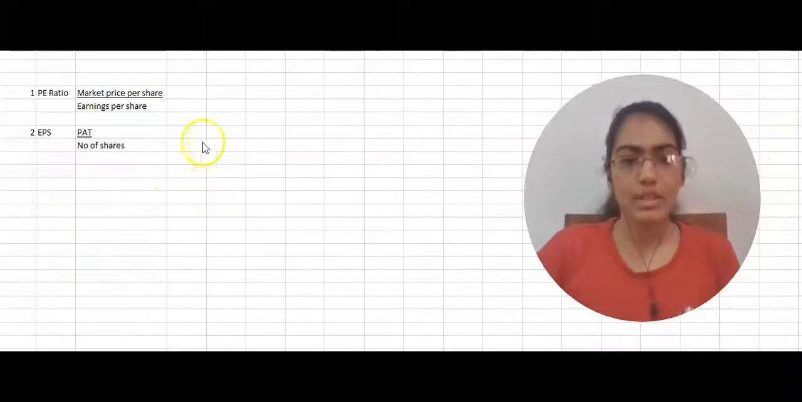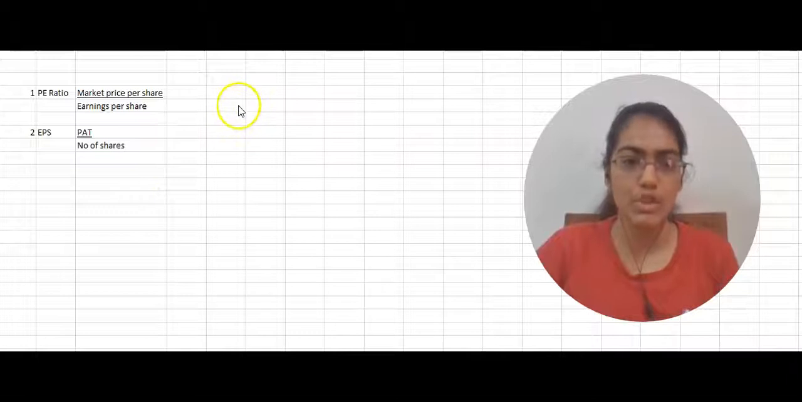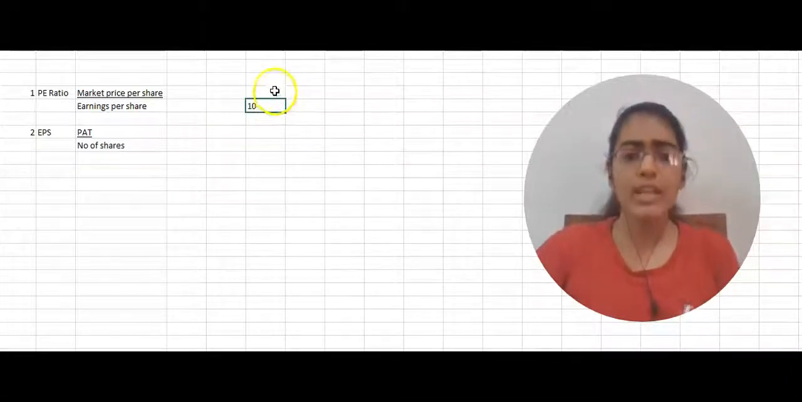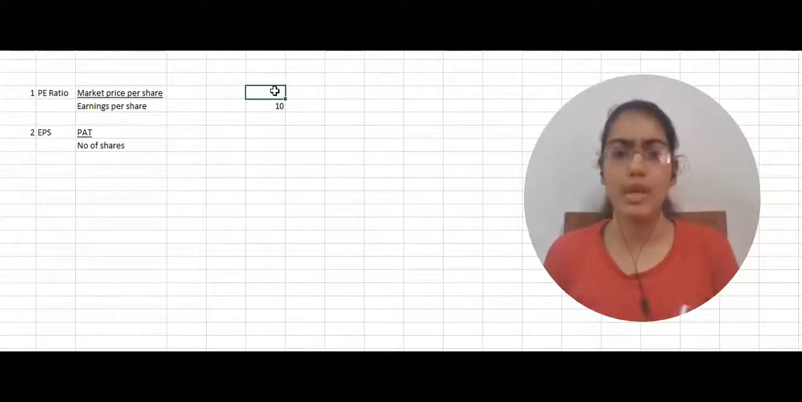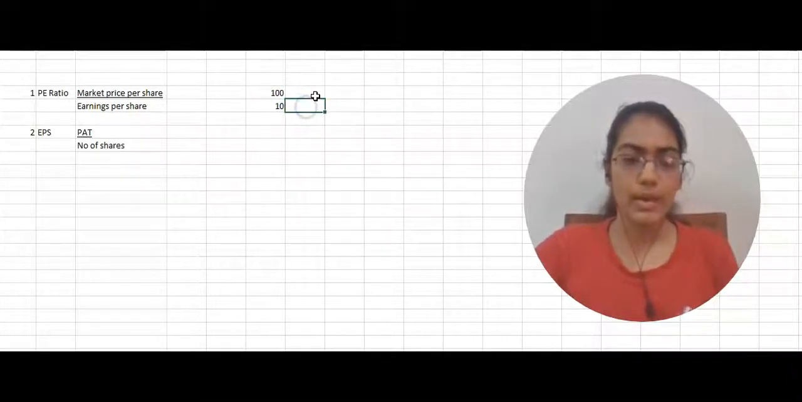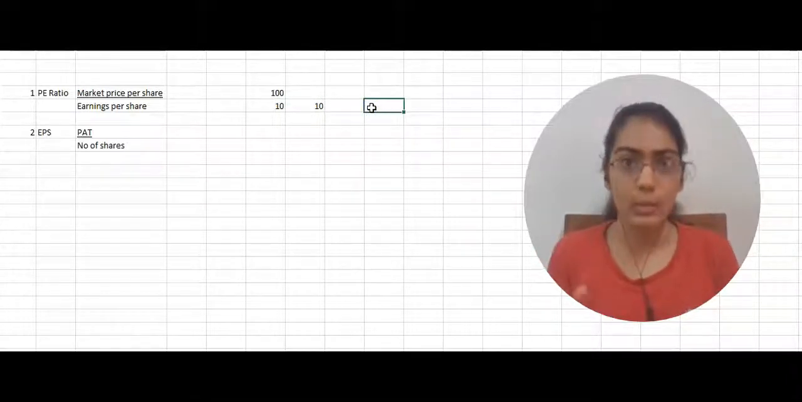Now for example, let's just assume that through some figures we get the earnings per share as 10. So let me just write 10. Just for the sake of simplicity of calculation, the market price of say ABC share is 100. So it's quite evident that the PE ratio will be 10, right? Now what does this mean? What does this 10 value actually denote?